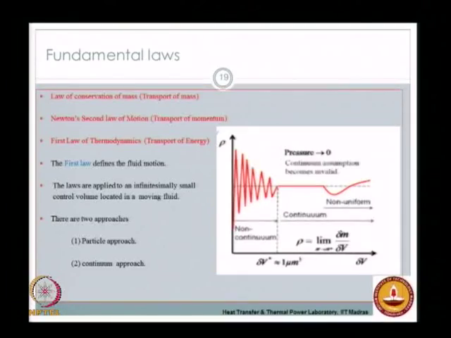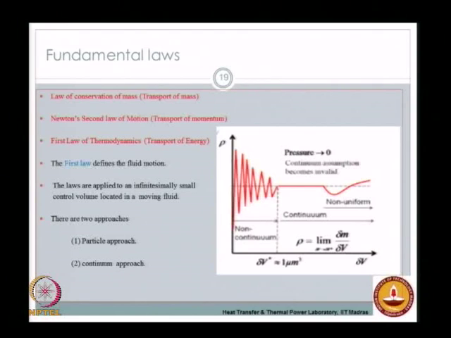So all these laws will be applied to an infinitesimally small control volume, which is located in a moving fluid. When we define a control volume, of course, there are different approaches to solving these governing equations, either treating the fluid as particles individually and tracking each of these particles and writing Newton's second law for the motion of the particles and the energy of the particle. And the other approach is called the continuum approach, which we will be following in this particular lecture, where we define a control volume in a moving fluid.